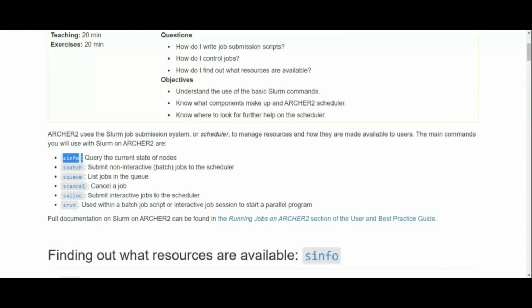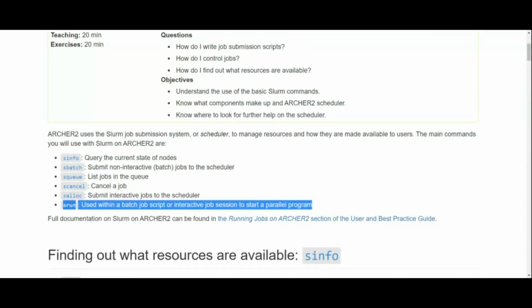And then srun inside a batch script, which we'll come on to see, is the same as aprun on Archer. So it's the job launcher which starts your parallel program inside your batch script. But annoyingly, Slurm also overrides this, so it can also submit a job from a command line, an interactive job from a command line, or you can do that with salloc.